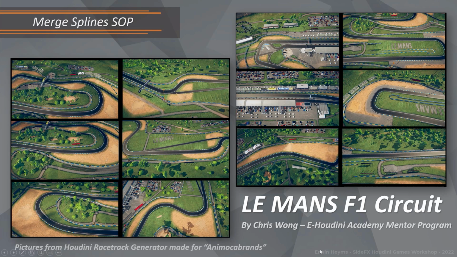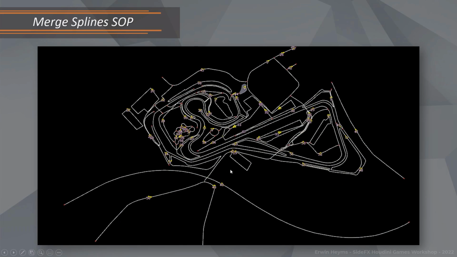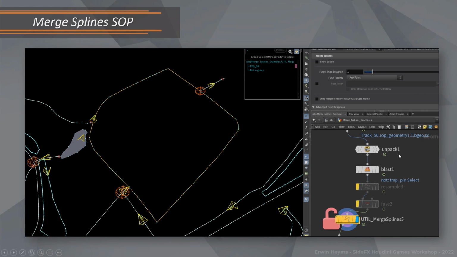Now, what you see here is the final result. He managed to turn this into a racetrack generator. Now, he made this on his own, for a company called Aminika Brands after we completed our mentor sessions. And it was able to create a very thorough racetrack with side roads, parking lots, main roads, and the main connections between those roads were all managed by an early version of the merge splines SOP. But basically, this is what the road network looked like when he was done with this racetrack. And here you can see the node in action.